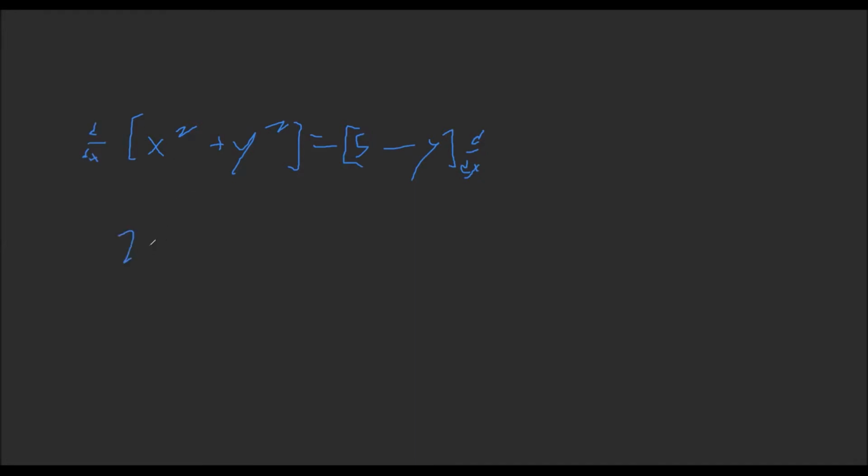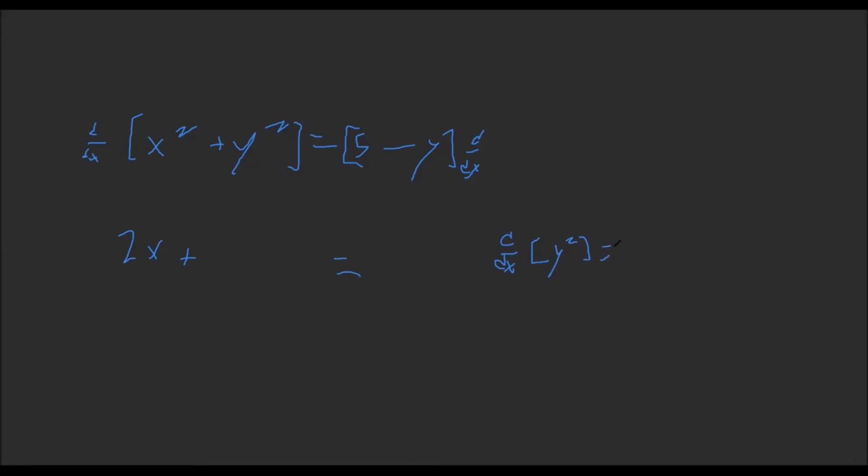You end up with 2x plus this term over here, the derivative of this term, but I'll get to that in a moment, equals the derivative of 5, which is 0, minus the derivative of negative y. Okay, so let's get into this. The derivative of y squared, which I'll write over here, isn't equal to 2y. In fact, you have to employ the chain rule to find the derivative of this.